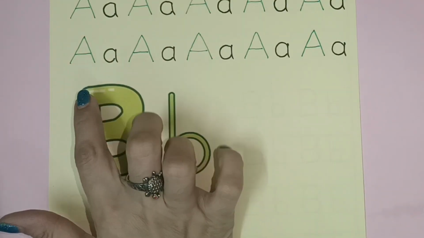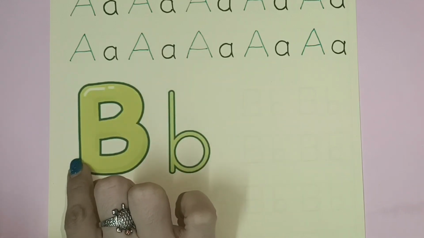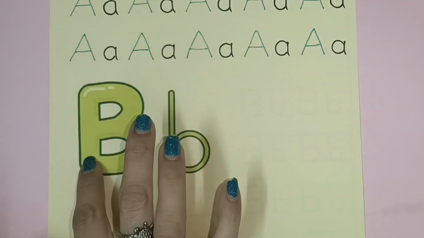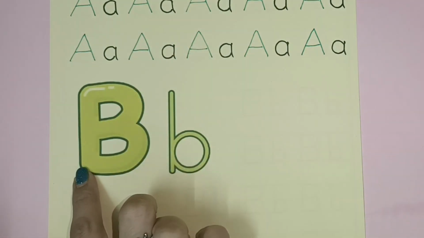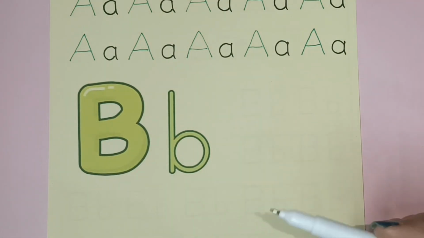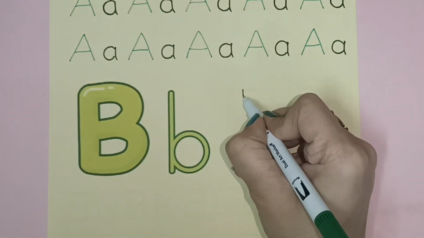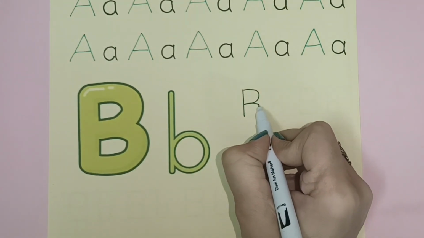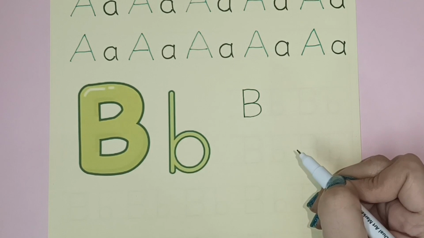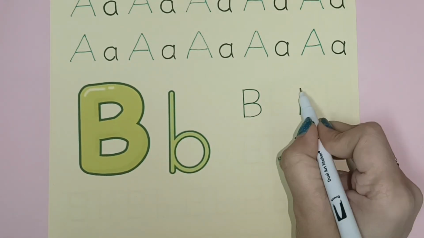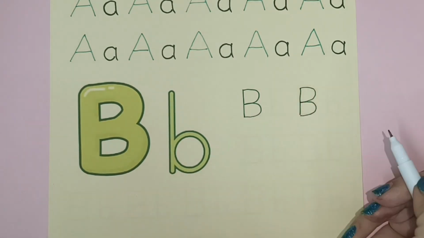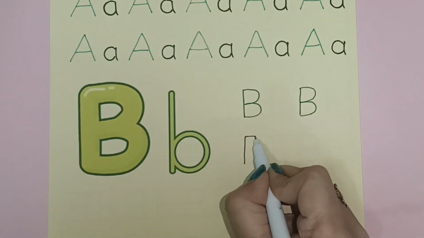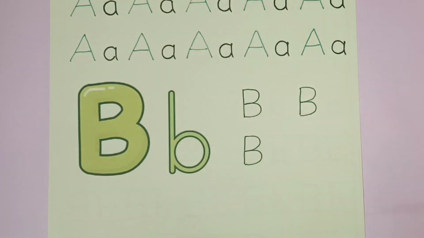Now we'll write B. B. 1 and 2 circle. Okay. So let's start writing B. 1 straight line and 2 round circle. Again 1 straight line, 2 round circle.